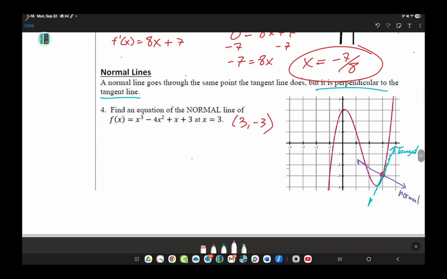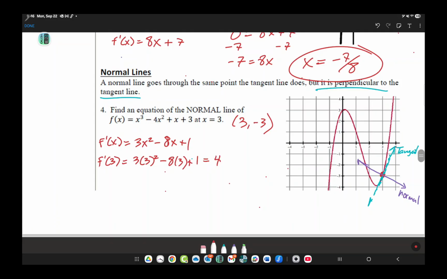So normal. Now, again, we still use the same coordinate, so (3, -3). Well, all I need now is the slope. So f prime of x would be 3x squared minus 8x plus 1. F prime of 3 would be 3 times 3 squared minus 8 times 3 plus 1. So that's going to give you 27 minus 24, which is 3, plus 1, that gives you 4.